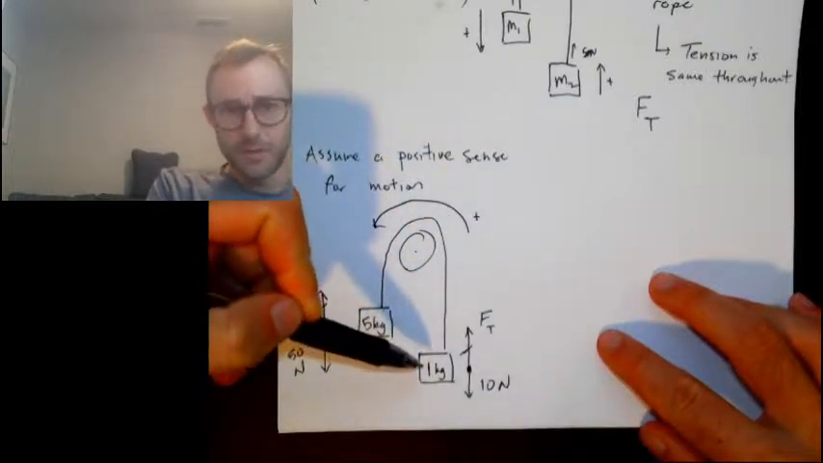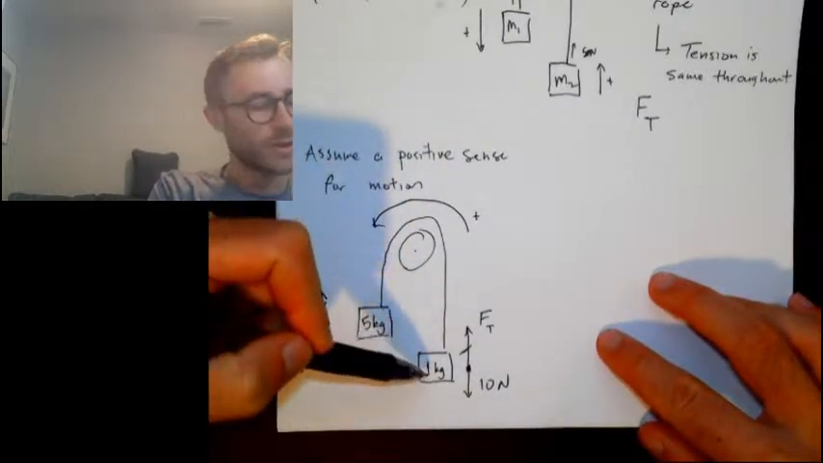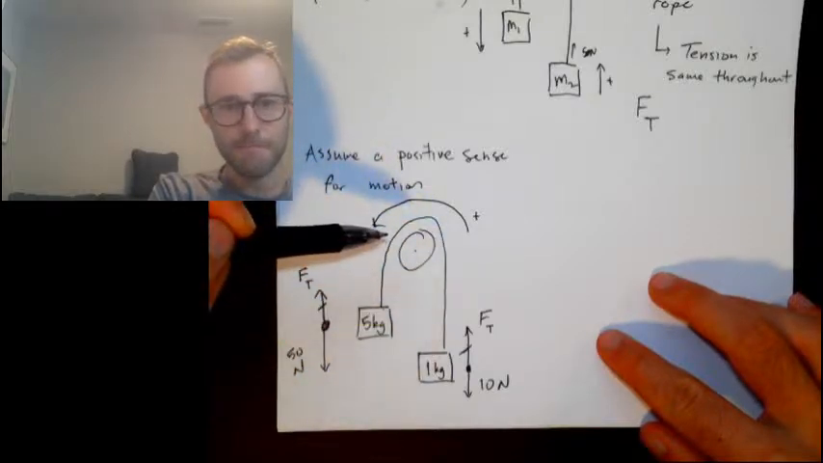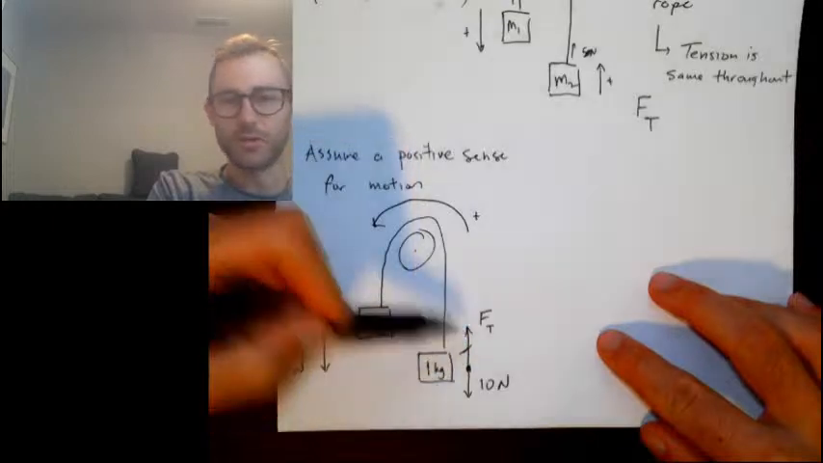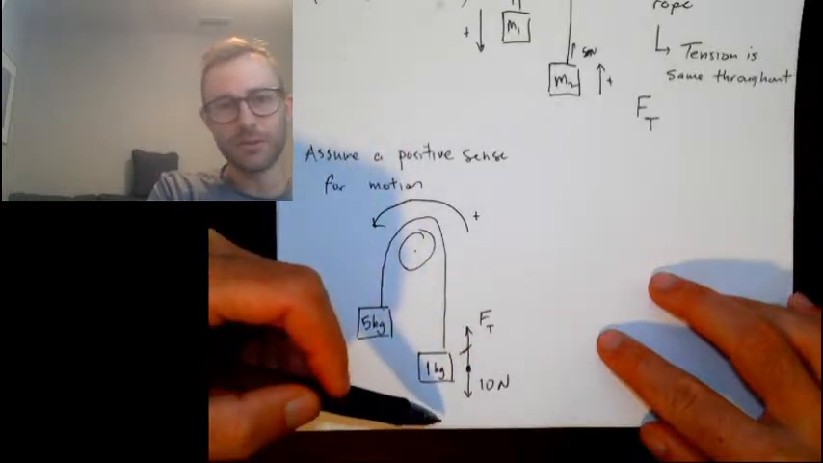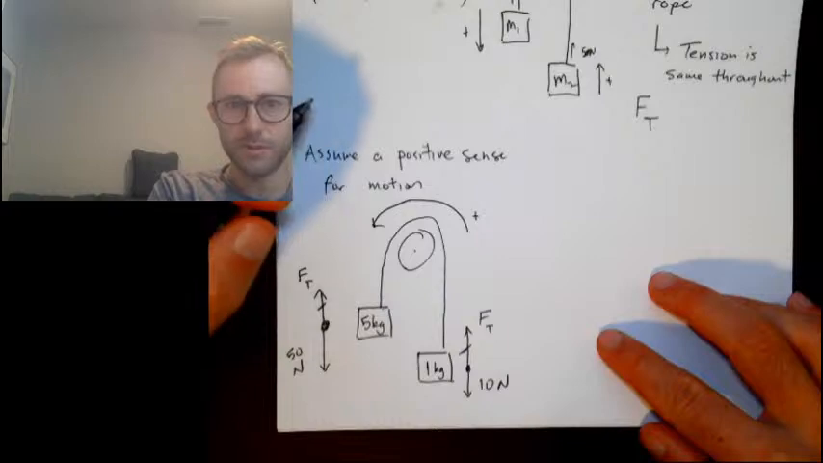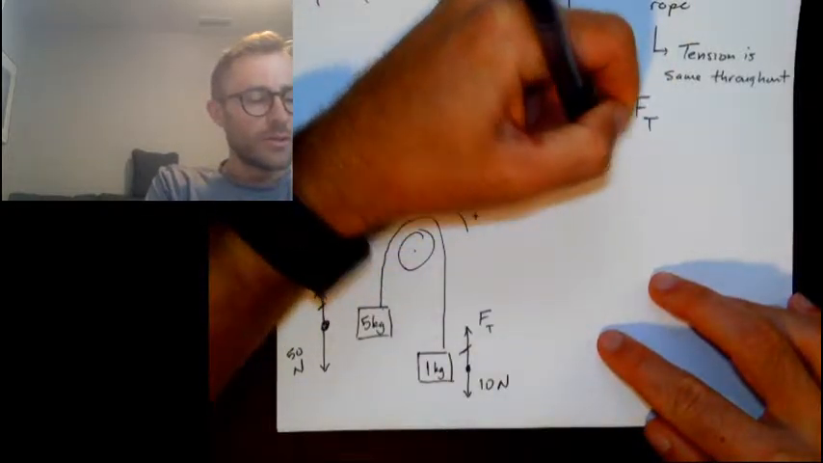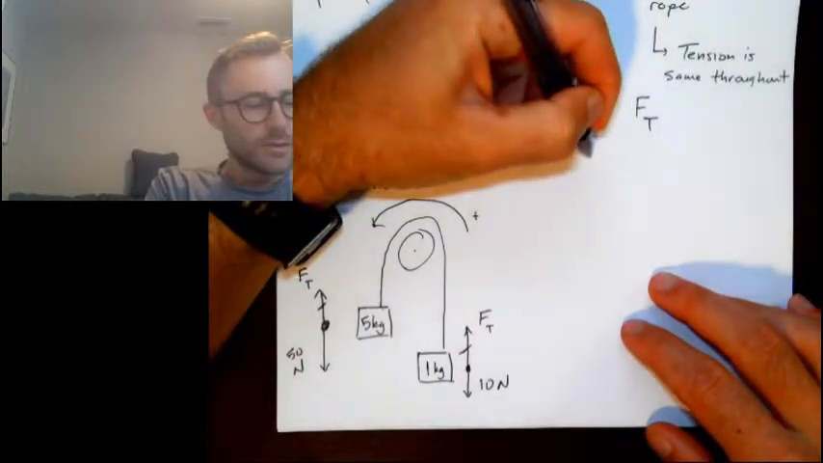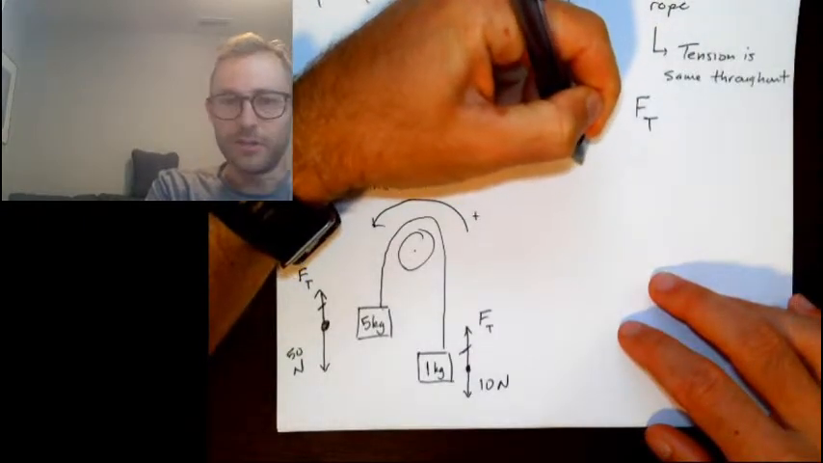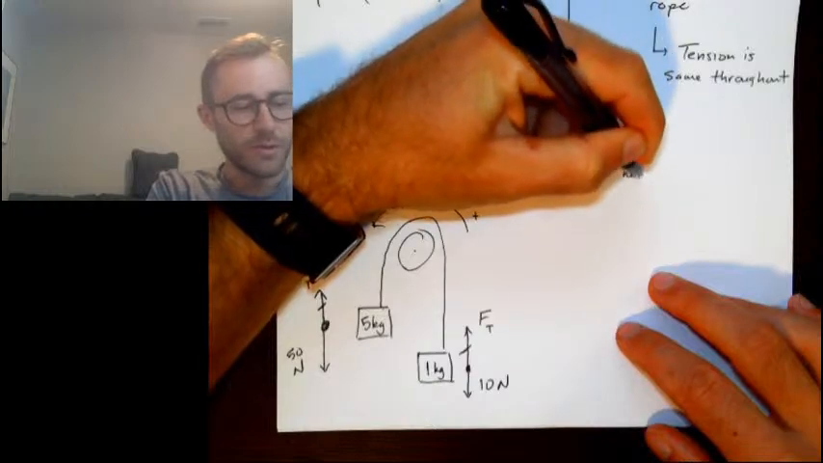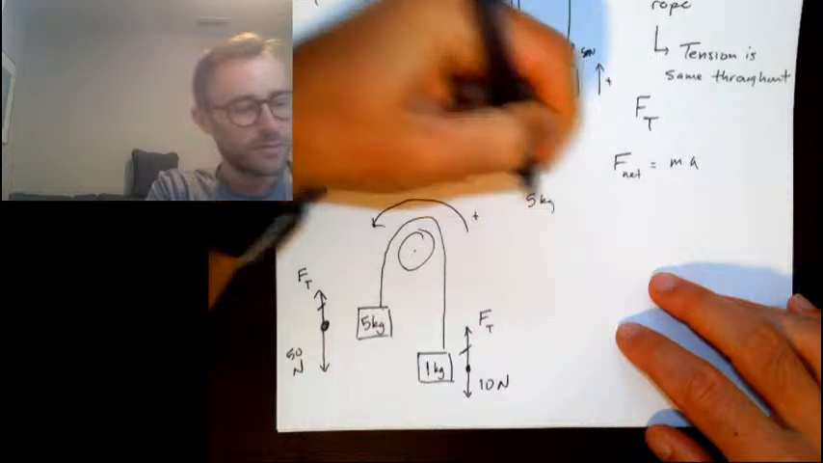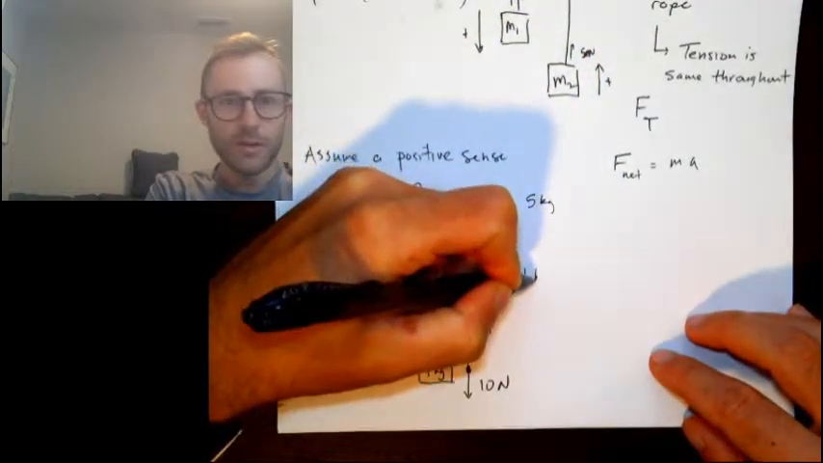Just the opposite is true for the 1 kilogram mass. The 1 kilogram mass is going to get lifted by the rope. And so the upward forces had better be bigger than the downward forces. So I've reflected that in my drawing here. Okay? So what we're going to do is Newton's second law for each mass. So we're going to do net force equals ma for the 5 kilogram mass and for the 1 kilogram mass.